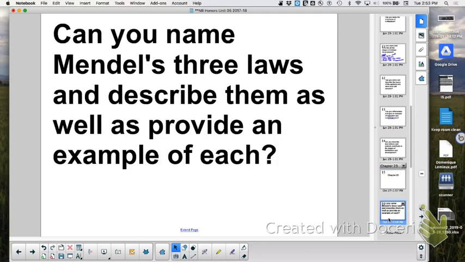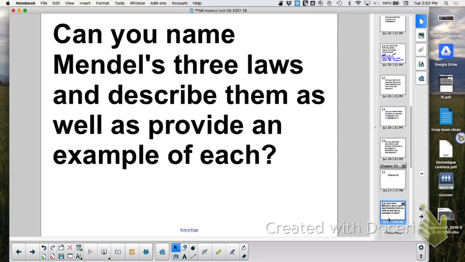So first of all, can you name Mendel's 3 laws and describe them as well as provide an example of each? Let's do it. Law of dominance. If you have a heterozygote with somebody who has a brown-haired gene and a blonde-haired gene, which trait is dominant? Brown. Okay, perfect. What's the next law? Law of segregation. Who is getting segregated?